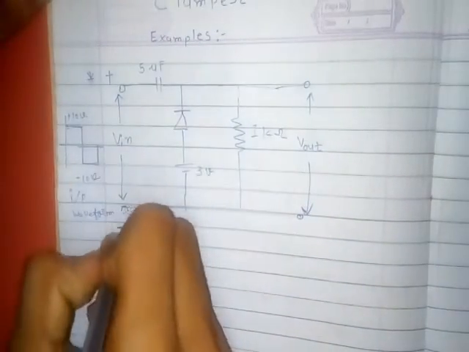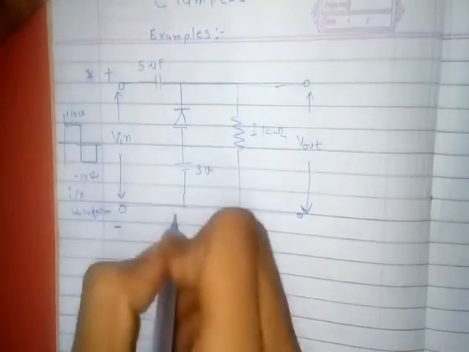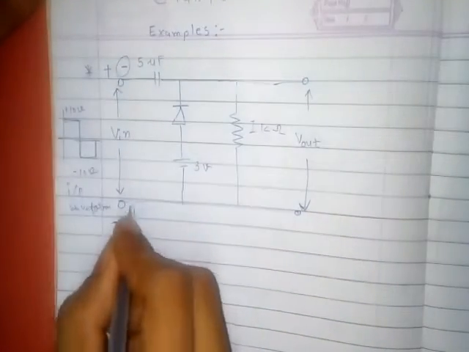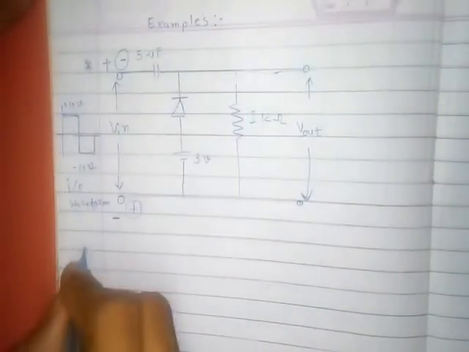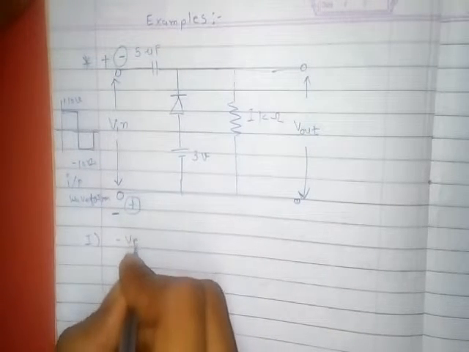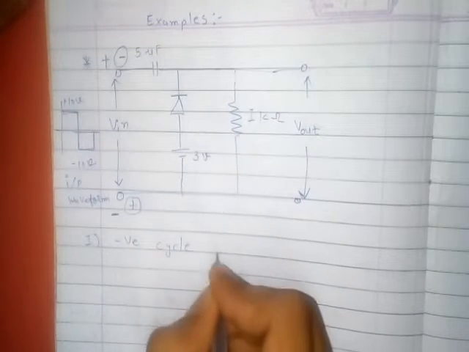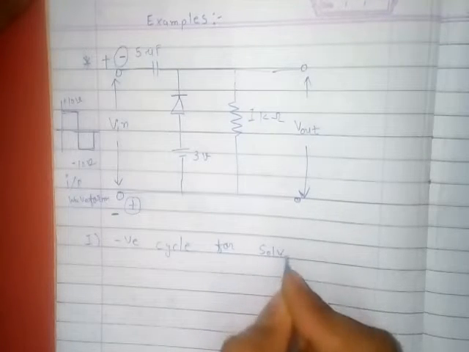First thing you remember when you are solving the clamper example is that you take first the cycle on which the diode operates. In this example, it is the negative cycle. This is a positive cycle in which the diode will not operate, but during the negative cycle the diode will operate. So first I will take the negative cycle for solving the example with the easy method.